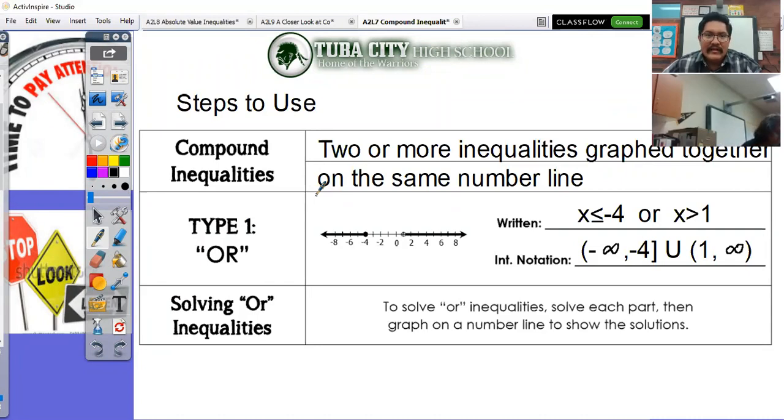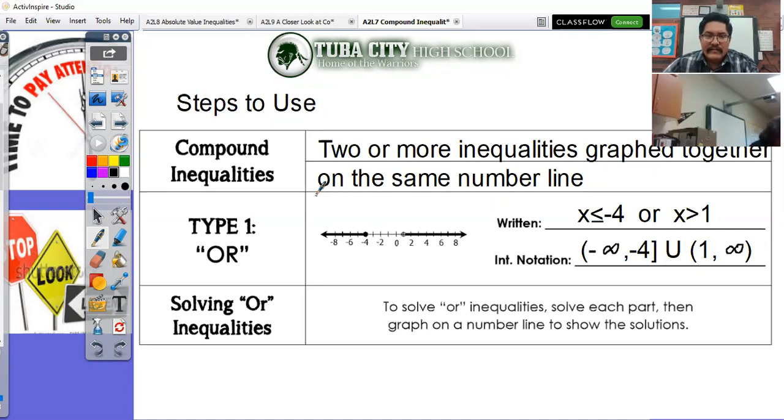So what is a compound inequality? Compound, as you might know, means many, like a fly has a compound eye, which if you look really closely at it, is a whole bunch of eyeballs bundled together. So that's compound, it means many, and inequalities means, well, inequalities. So many inequalities is what it means, but here's the definition that I want you to put on your paper: two or more inequalities graphed together on the same number line.